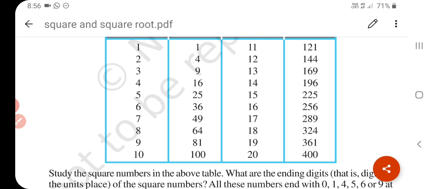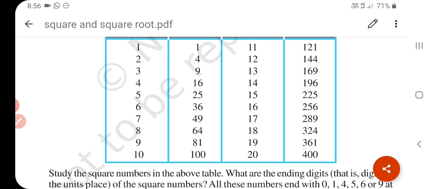1, 6 and 0. When the number ends with 1, 6 or 0, you get an answer ending with the same digit. It means if you square 1 or 11 or 21 or 31 and so on, your square number always ends with 1. And when you square a number ending with 5, your answer always ends with 5.